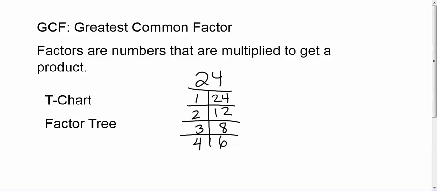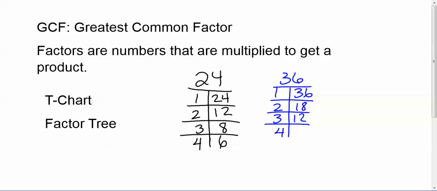Now, let's say I wanted to say, what's the GCF, greatest common factor, of 24 and 36? Okay, so I could do the same thing with that. 2 times 18, 3 times 12, 4 times 9, and then we have 6 times 6, right? So when you look, I'm going to start on the right-hand side of my chart and find the biggest number that's common to both lists of factors, and that is 12. So the GCF of 24 and 36 is 12.